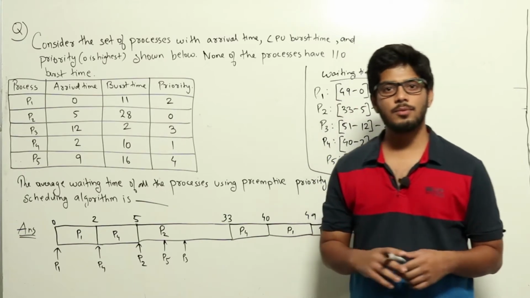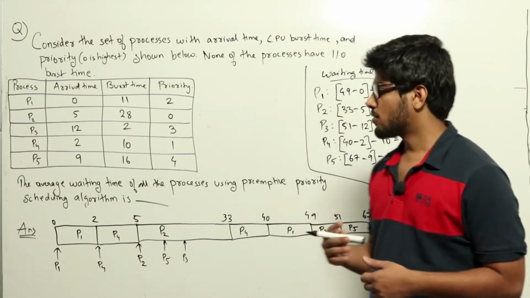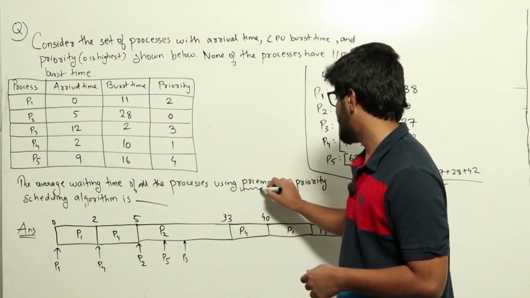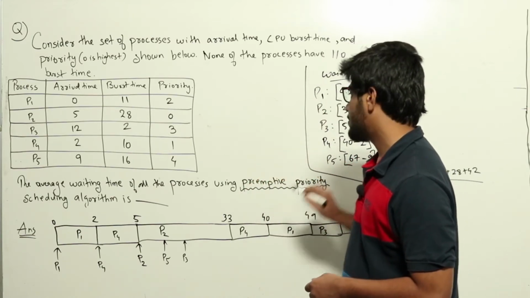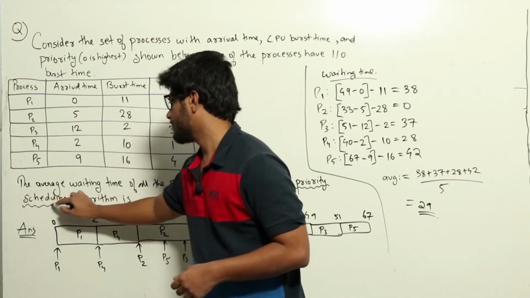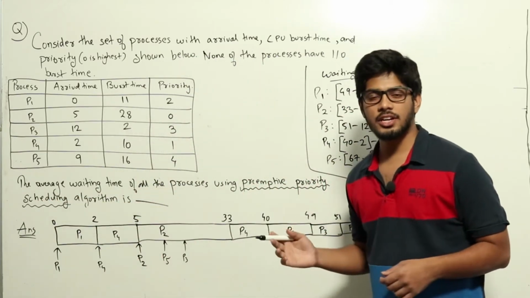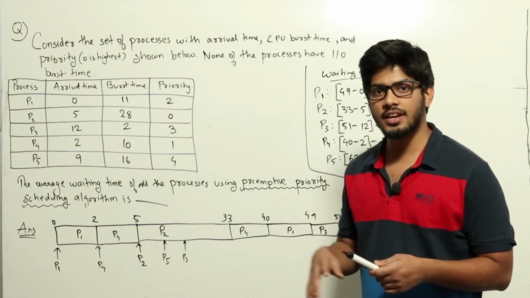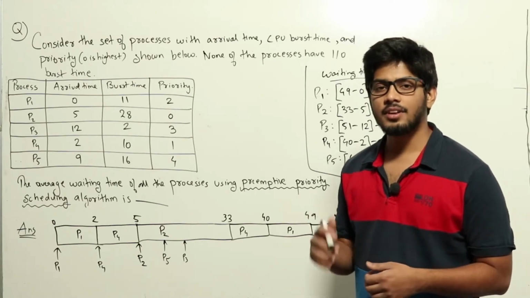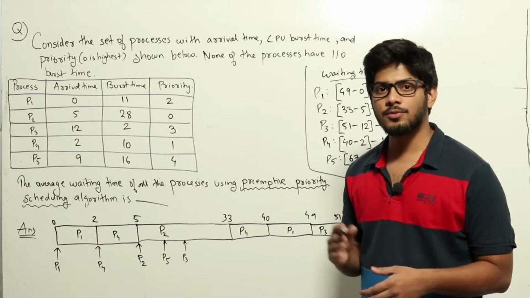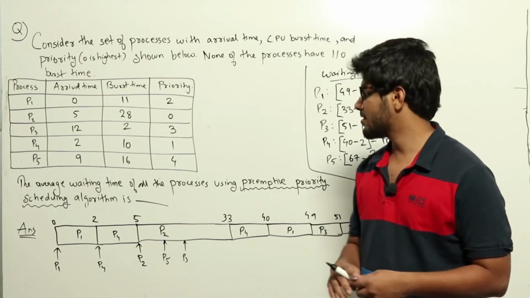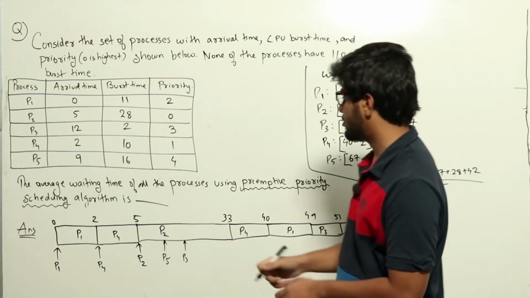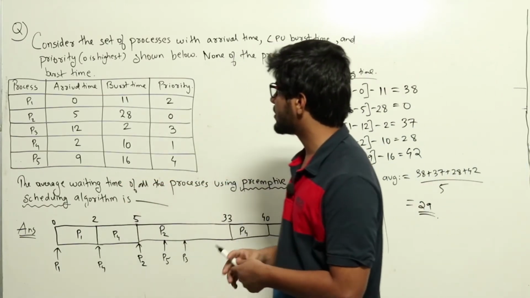So this is a question from operating system regarding process scheduling. Here they are saying the scheduler used is preemptive priority scheduling algorithm. Preemptive priority scheduling means while a process is running, if another process having a priority greater than that comes in, at that time the running process would be preempted and the higher priority process would be given the CPU. So let us try to see how the scheduler will proceed.